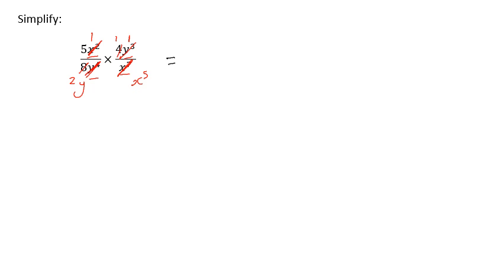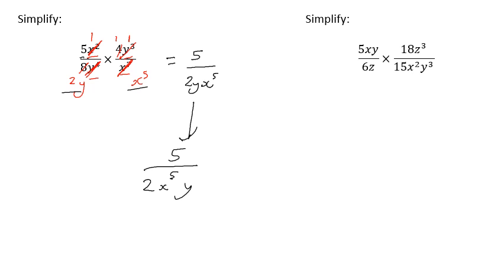So on my numerator we've got 5 times 1 times 1 times 1, which is 5. And on my denominator we've got 2y times x to the power of 5, which we write as 2yx to the 5. It would then be slightly better to rewrite this as 2x^5y, simply because we like letters to go in alphabetical order. With that in mind, have a go at this question on the right now.